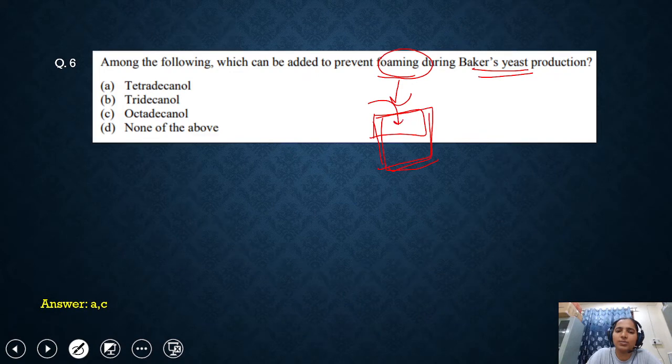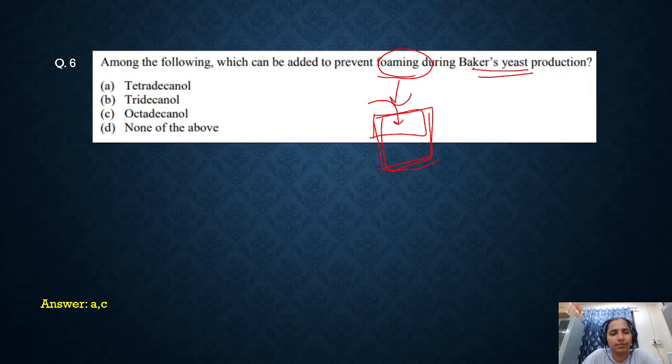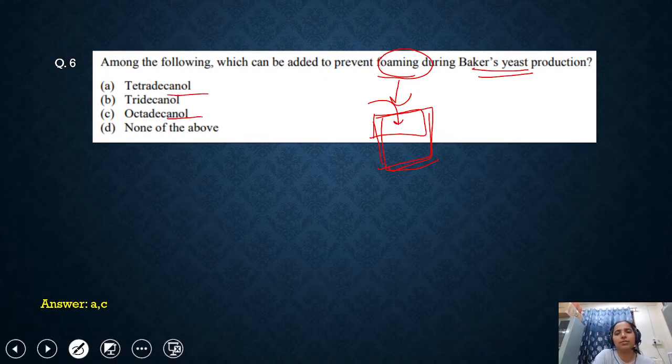So for baker yeast production, what are the examples of the anti-foaming agents that we mainly use? The options given are: first, tetradecanol; second, tridecanol; third, octadecanol; and D is none of the above. For baker yeast production, we use tetradecanol and octadecanol as anti-foaming agents. They are added to prevent foaming. So for this question the answer is both A and C.